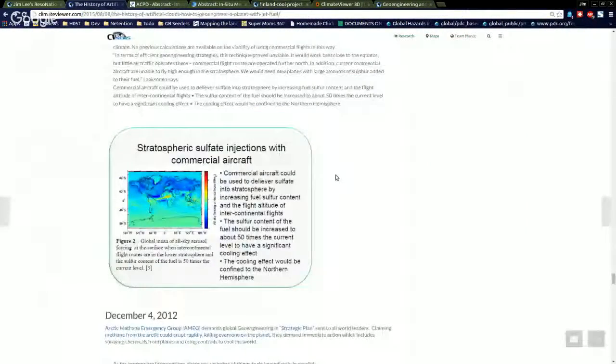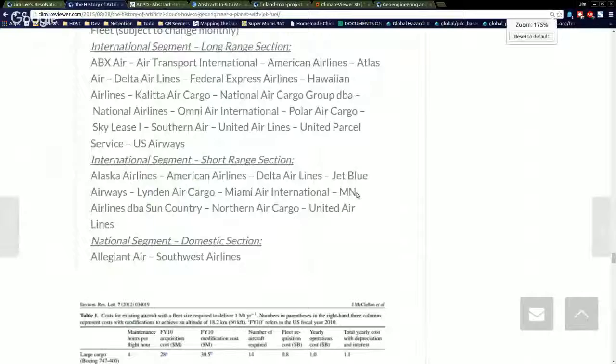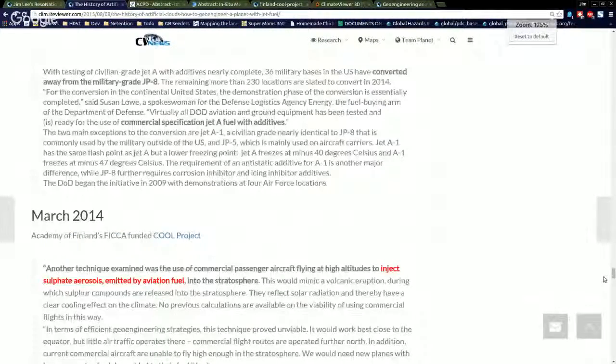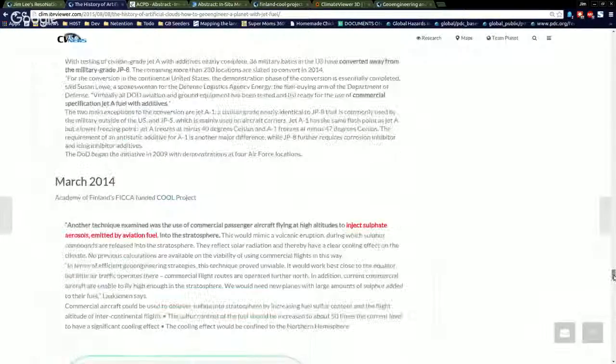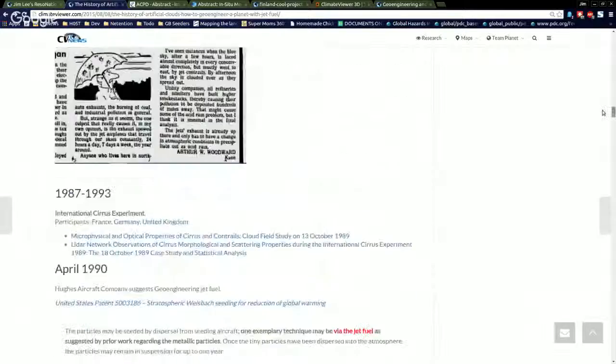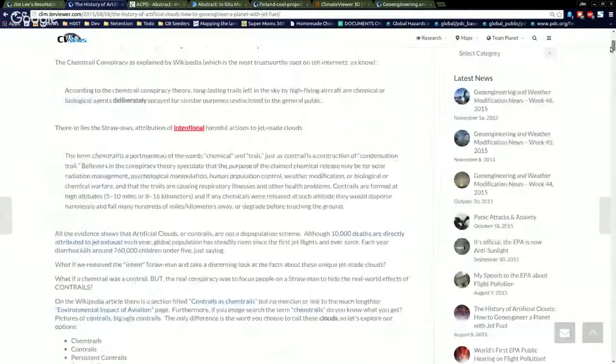So over here, you can see just the entire history of these planes making clouds and people experimenting on it. This is not a conspiracy anymore. We know too much. So let's go back to the beginning real quick, and I'll go through it kind of quickly.